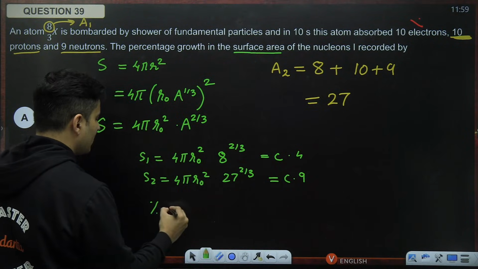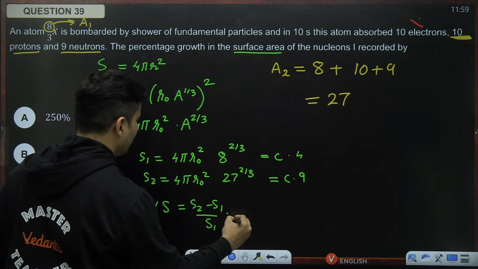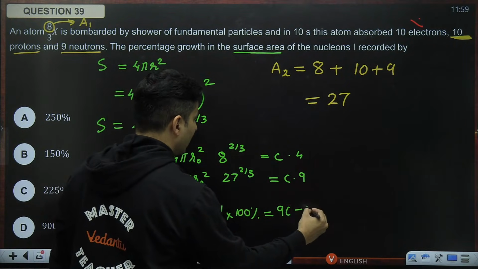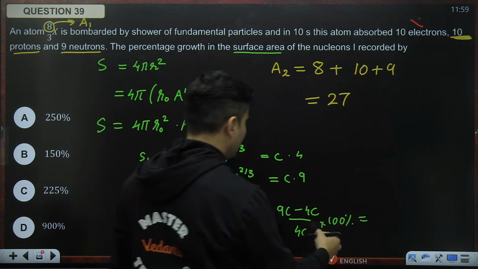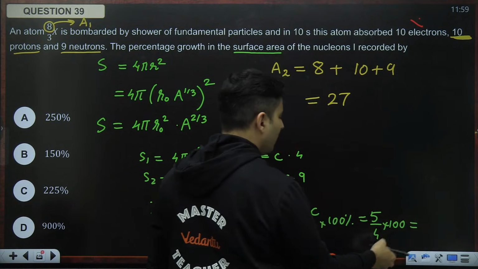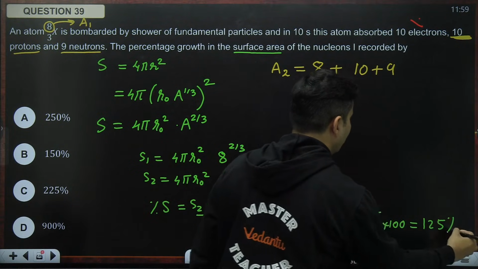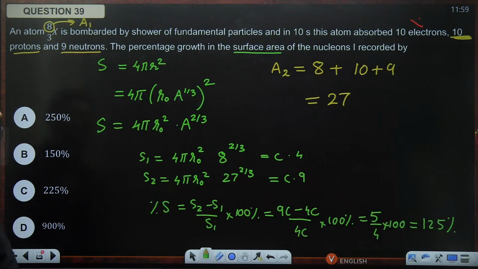So percentage change in the surface area will be S2 minus S1 divided by initial multiplied by 100. So S2 is 9C minus 4C divided by 4C multiplied by 100. That's it. So this is 5 by 4, so 5 by 4 multiplied by 100. 100 by 4 is 25, 25 into 5, which is 125%. So 125% should be the right answer. The percentage change will be 125%, but I think they have asked something else maybe.